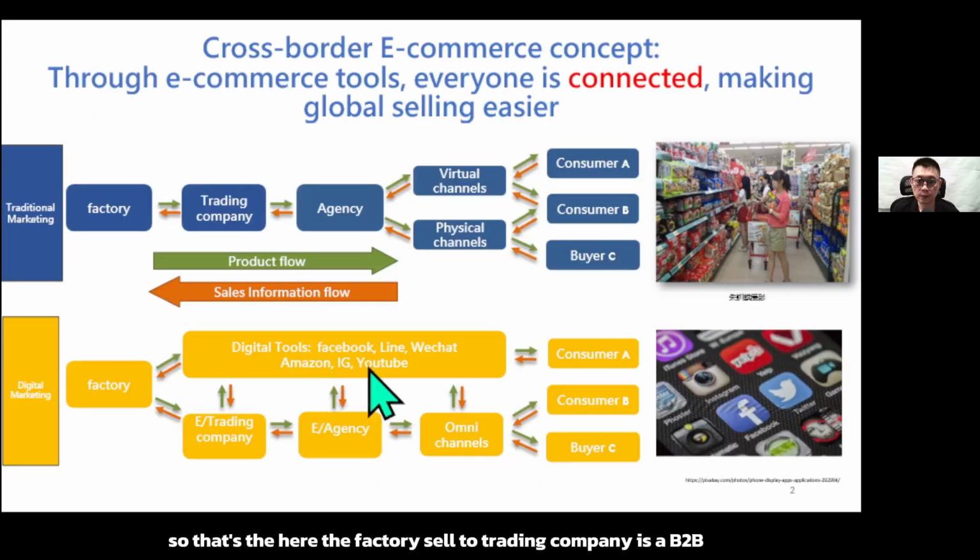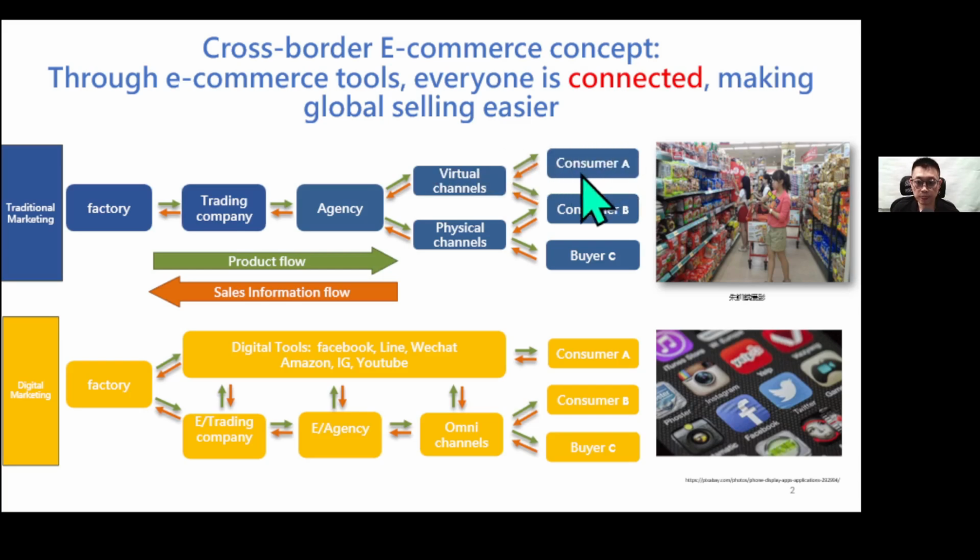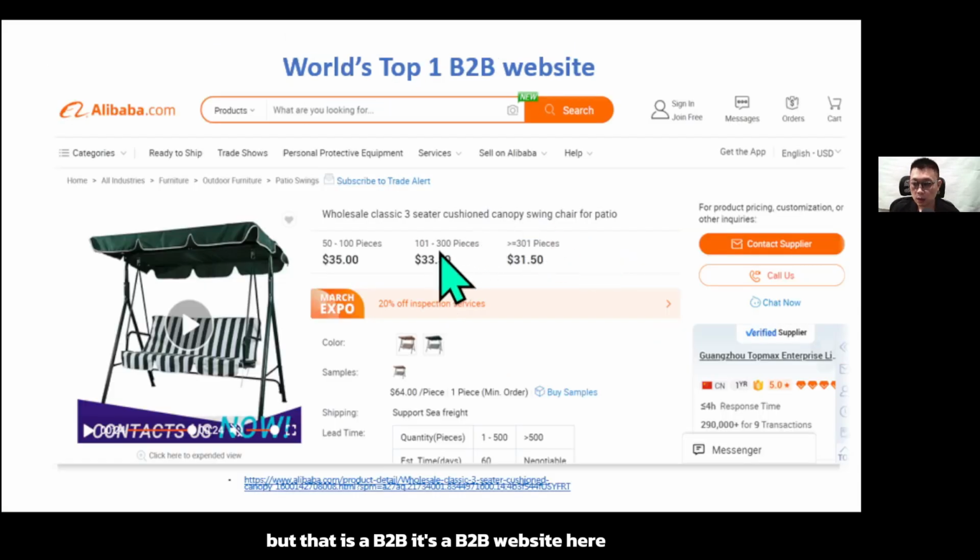So here, the factory sells to a trading company. It's B2B, not to customers. They buy 50 and resell to customers. The price may be 5 times, 10 times by the time it is delivered to you. But that is B2B. It's a B2B website here. So I recommend you visit Alibaba.com. The website, of course, belongs to Alibaba, but it's very different from Taobao.